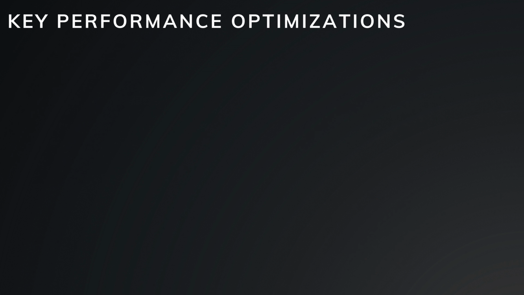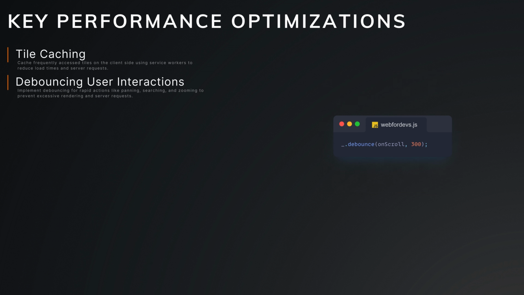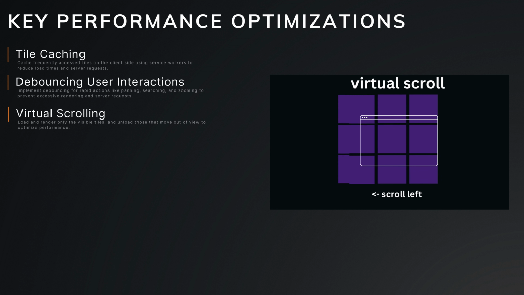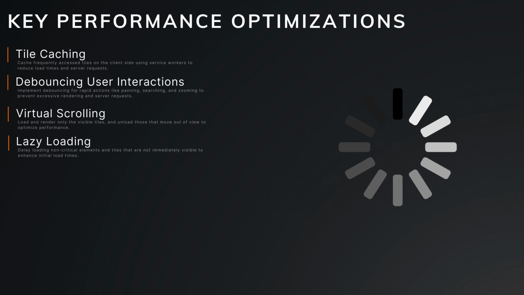Now let's talk about performance optimizations. Tile caching. Cache frequently accessed tiles on the client side, using service workers to reduce load times and server requests. Debouncing user interactions. Implement debouncing for rapid actions like panning, searching, and zooming. The next one is virtual scrolling. Load and render only the visible tiles. Lazy loading. Delay loading non-critical elements and tiles that are not immediately visible.